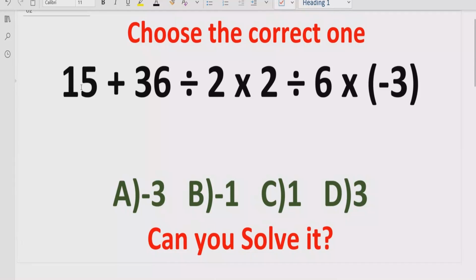Today we will solve another quiz which is related to arithmetic expression. The quiz contains the basic operations: plus, multiplication and division. So we have to solve this quiz using PEMDAS and BODMAS method and find out the correct answer. In the answer list we have 4 answers. A is -3, B is -1, C is 1 and D is 3. So let's see after solving it which answer is correct.